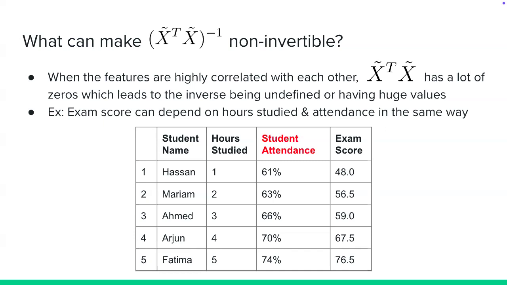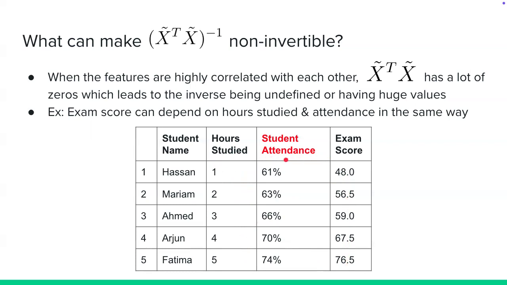So for the student exam score prediction, we added another feature called student attendance. And so we can see that both of these increase as the exam score increases. So there is also a correlation or a relationship between the hours studied and the attendance.